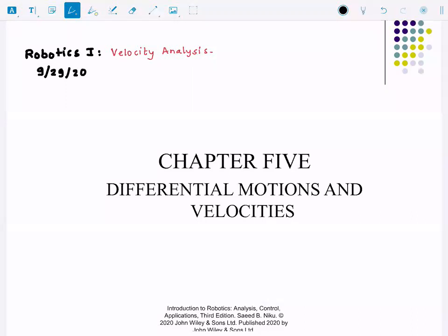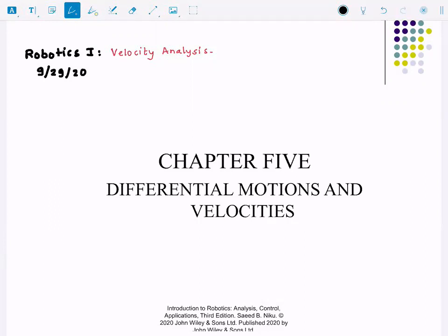Okay, in today's lesson, we are going to talk about differential motions. Now, differential motions are the teeny tiny motions. So in this chapter, there are actually two important concepts.